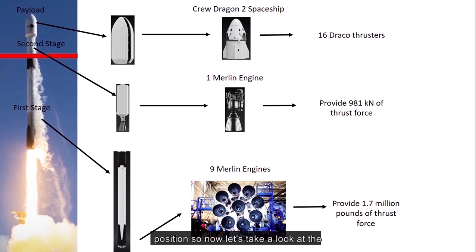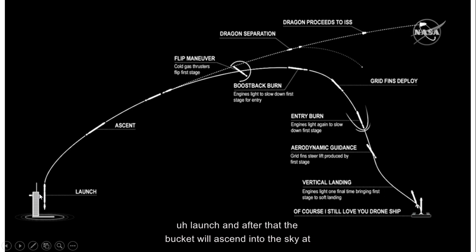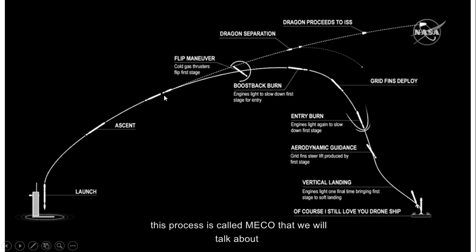So now let's take a look at the different phases of the launch. So this is the initial launch, and after that the rocket will ascend into the sky. At about 2.5 minutes into the launch, the first stage rocket will separate from the second stage rocket. This process is called MECO, that we'll talk about again when we go over the live video feed. And then the first stage rocket and second stage rocket will go through different paths.